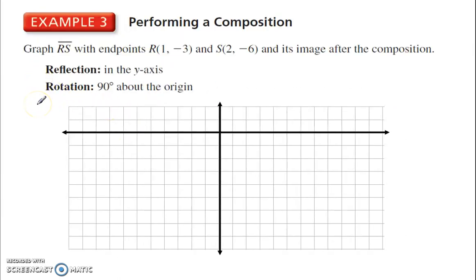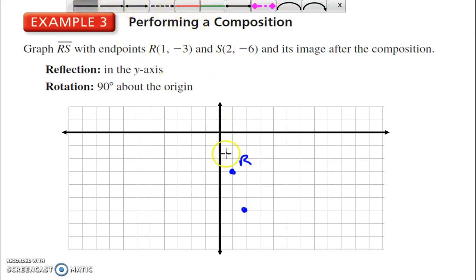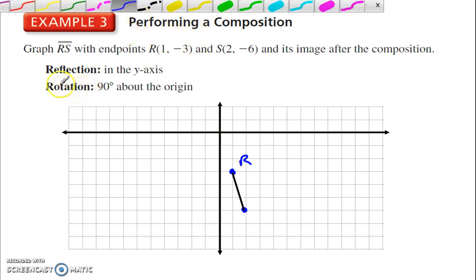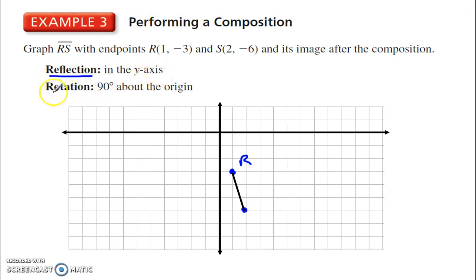Alright, a composition means that we're going to do several moves. Alright, we have R at 1 and -3, right here, that's R, and then S is at 2 and -6. So here is our initial shape. And we are to first reflect it in the x-axis, then rotate it 90 degrees about the origin.